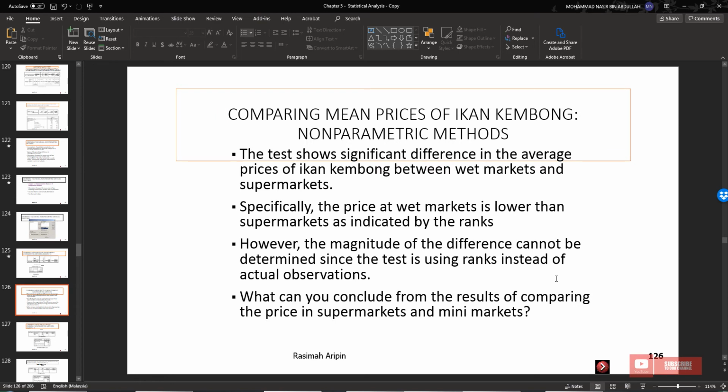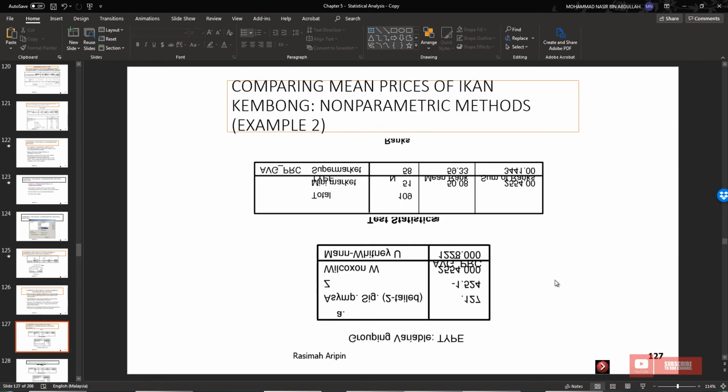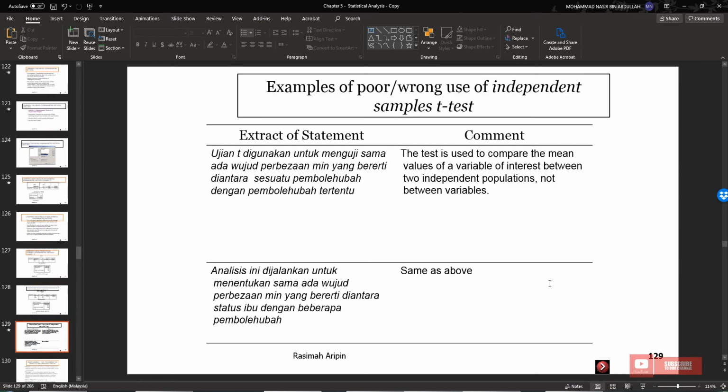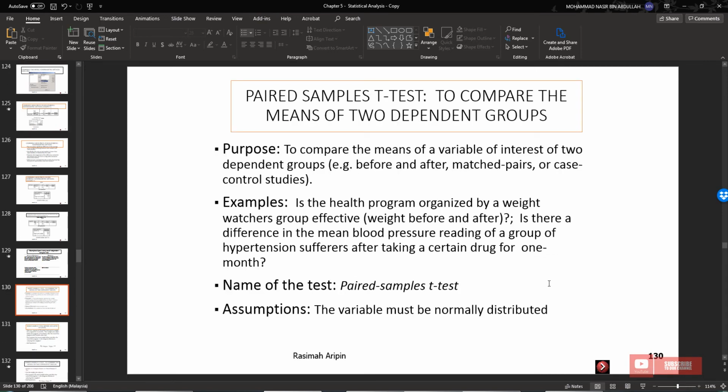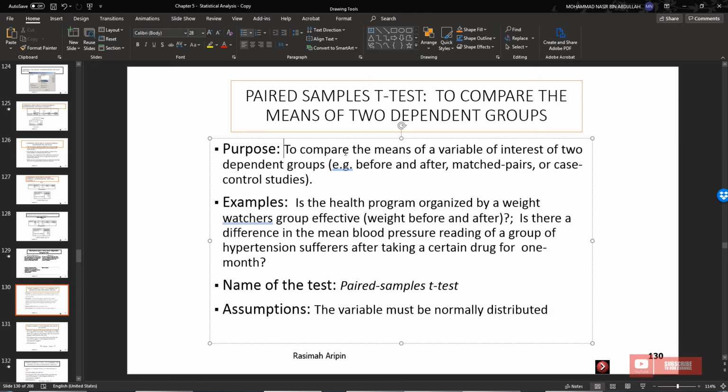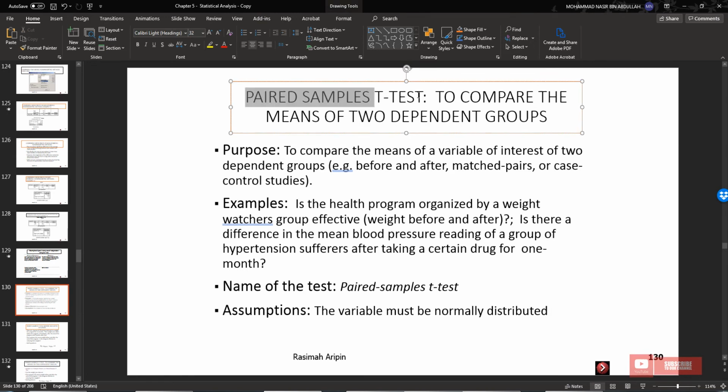So I just want to touch briefly on the tests that we have. Then I assume that you already have experience using these tests before in STA 210, I think 210, right? 210. So to compare, this is a paired sample t-test.